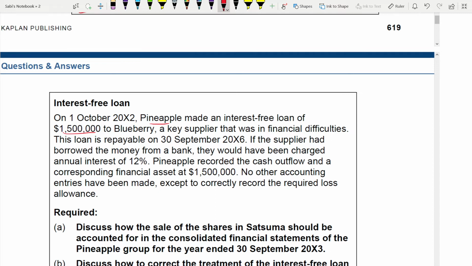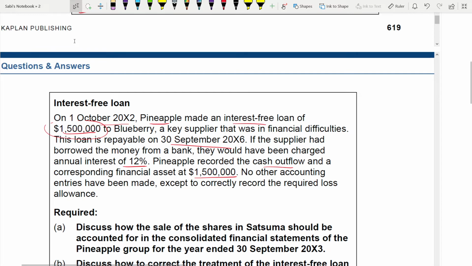So this loan is repayable on 30th September 2006, and it was made on 1st of October 2002. That means 4 years. If the supplier had borrowed the money from a bank, they would have been charged annual interest of 12%. But you are giving an interest-free loan, that is, no interest. So Pineapple recorded the cash outflow and a corresponding financial asset of 1.5 million. Why? Because the interest-free loan is 1.5 million. It's an asset for you.